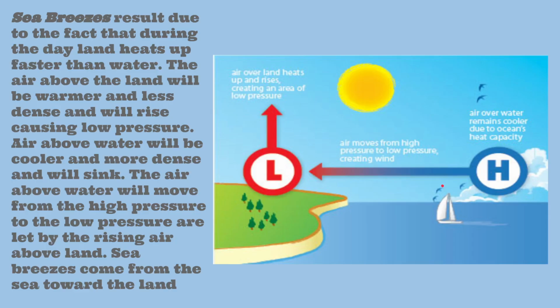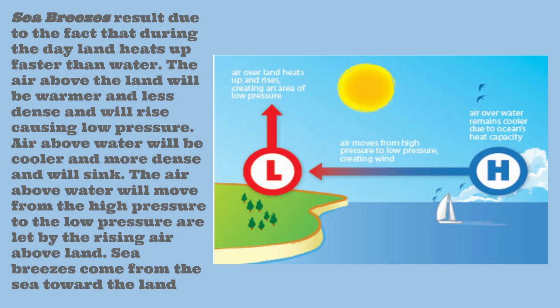So let's talk about two different types of breezes. We're going to learn about sea breezes and land breezes. When you think about a sea breeze, all that it means is just a breeze coming from the sea or the ocean, right? So think about it. When you go to the beach and it's a nice sunny day, sea breezes happen during the day, which means the wind is coming from the ocean or the sea to the land.